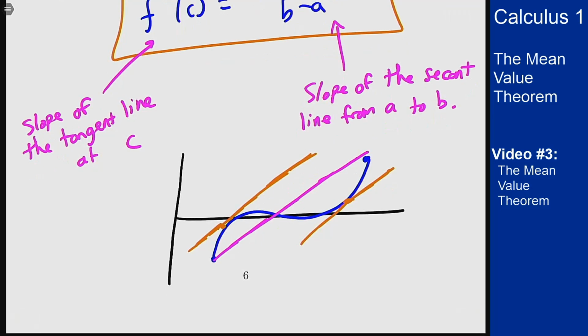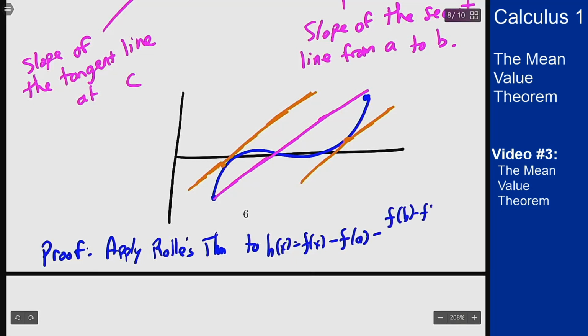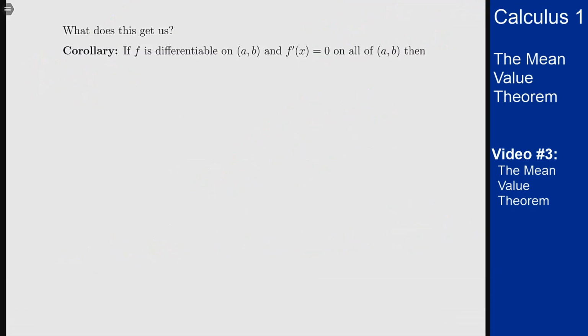To prove this, we're not going to go through it, but the proof, if you want to think about it, is to apply Rolle's theorem to the function h of x, which is f of x minus f of a minus f of b minus f of a over b minus a times x minus a. This will satisfy Rolle's theorem. You can apply it and you'll get the exact result from above. What's more important here is what this gets us.